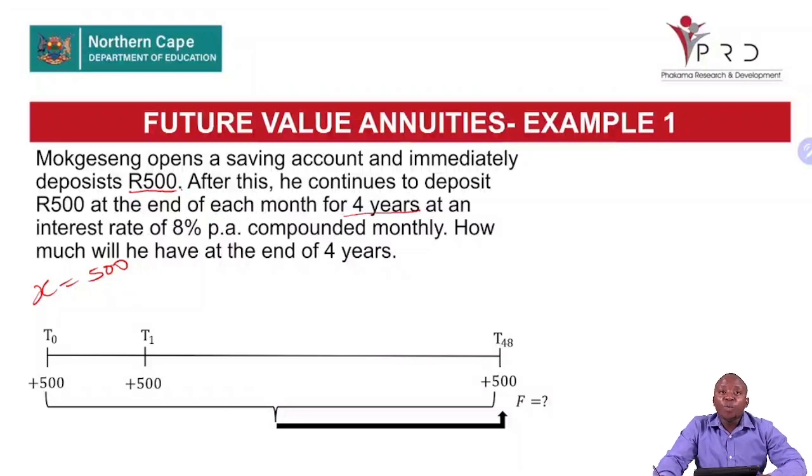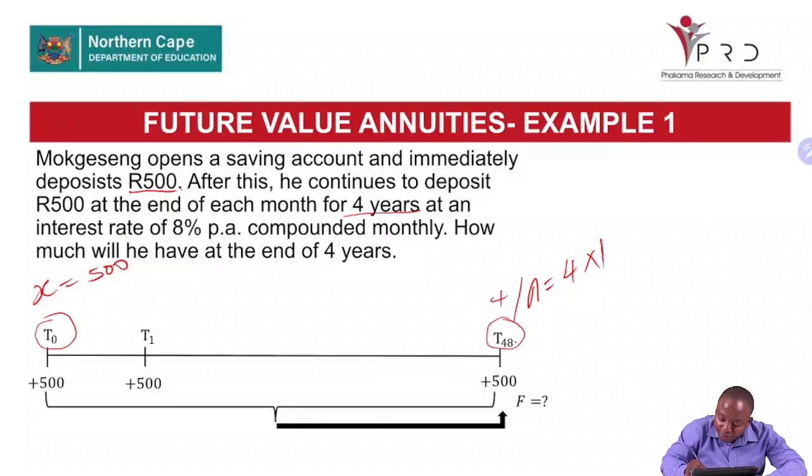Remember, when you're talking about annuities, in our timeline T1, T2, T3 and so on represent our compounding periods. It runs from T0 to the end of our term, which is 4 years. However, remember our timeline goes from T0 to T48. Why T48? We got it from saying our n is equal to 4 times 12, which is the 48 that we get.